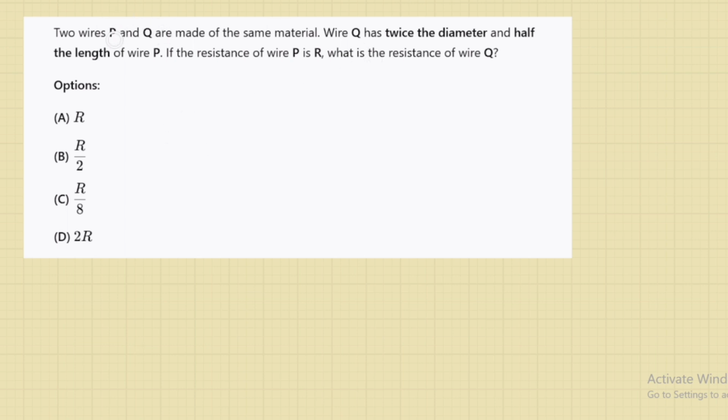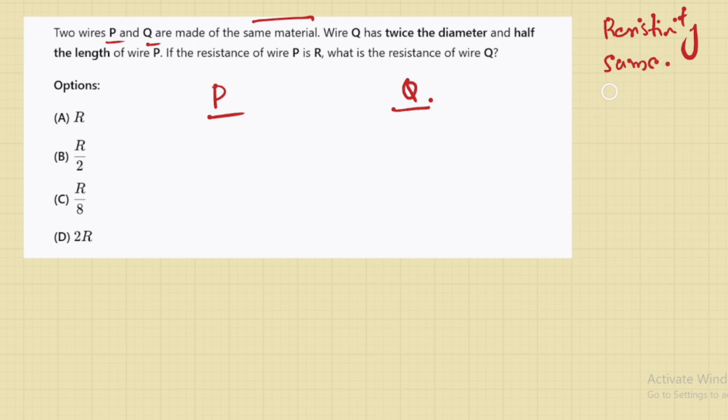So in the first line, it is given that P and Q are the two wires. Okay, fine. They are made up of same material. So this is really important. Same material means their resistivity should be same. So rho P should be equal to rho Q. So that is the conclusion that we must get from the first line.